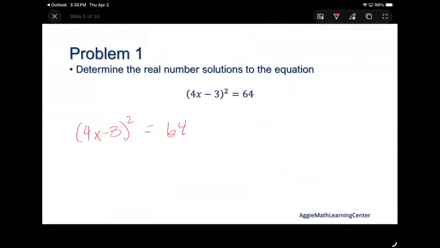Plus 64. Okay, and we said take the square root of both sides. So square root here, square root here. Okay, what do we get when we do that? What'd you end up with? So you have 4x minus 3 equals plus or minus 8, right? Yeah. Beautiful. Yep, and there's where that plus and minus shows up with the square root of 64.